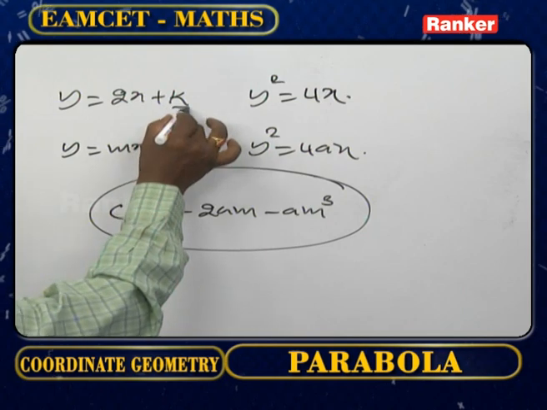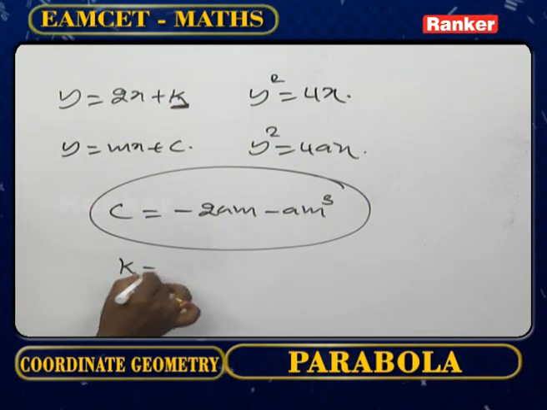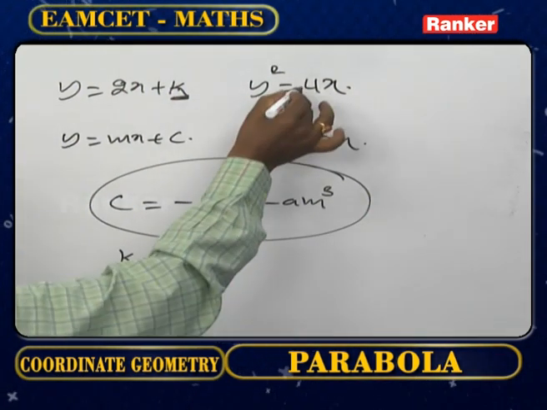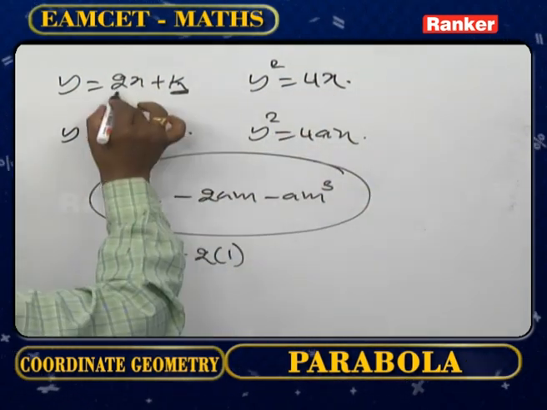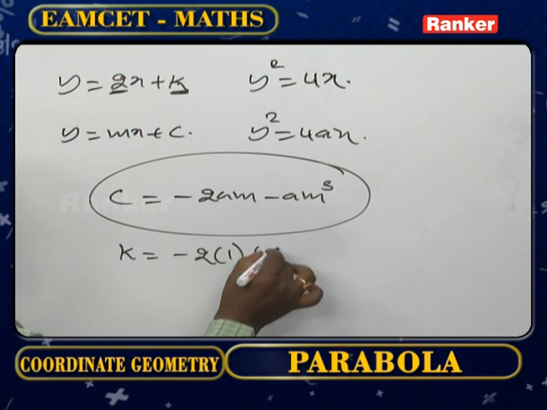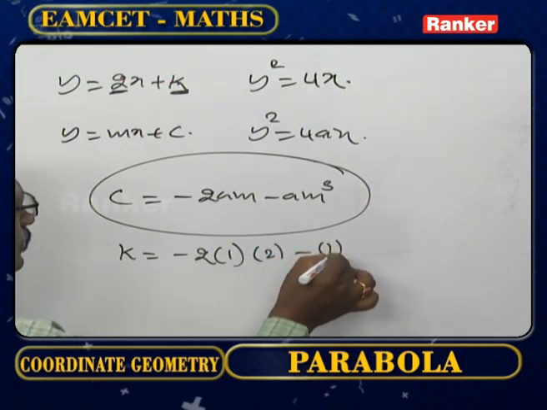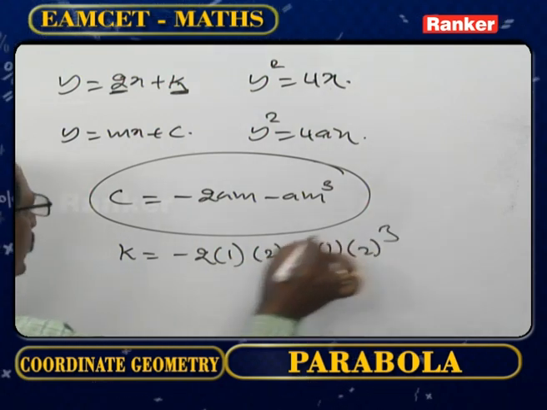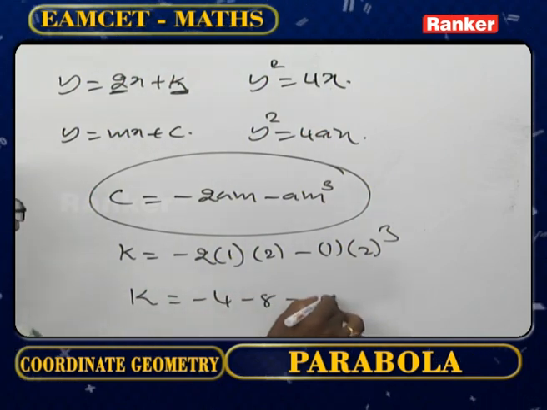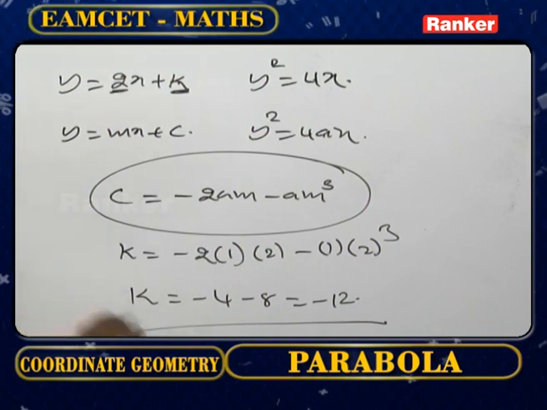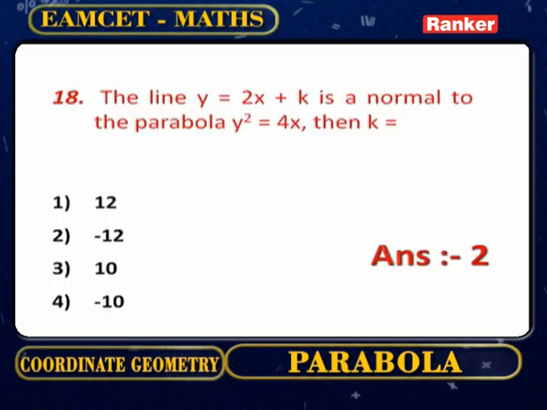Here the value of c equals k, equals minus 2 into a, where 4a equals 4, so a equals 1, m equals 2, minus 1 into 2 cube. Now k equals minus 4 minus 8, that equals minus 12. Now, the value of k equals minus 12. The second option is correct.